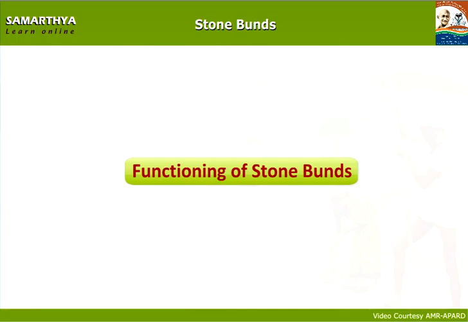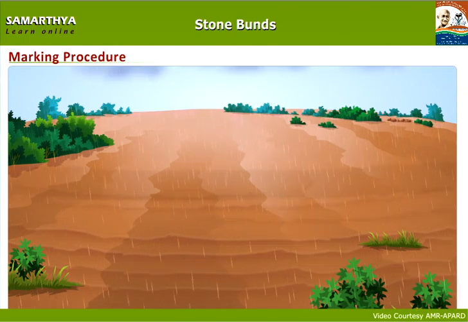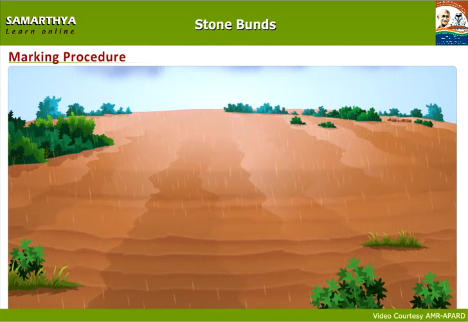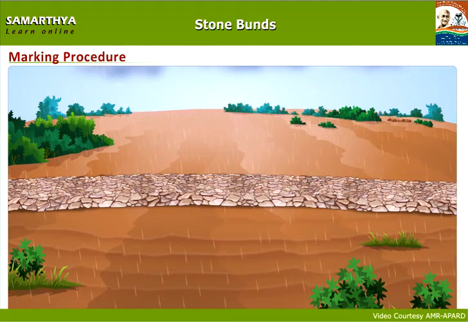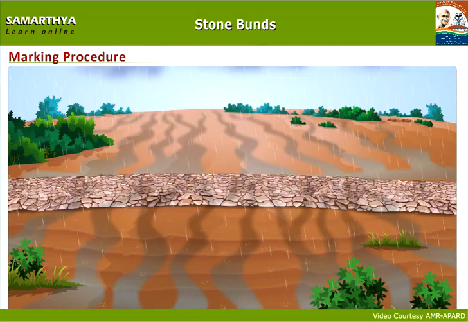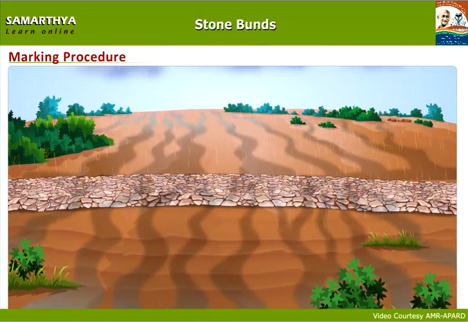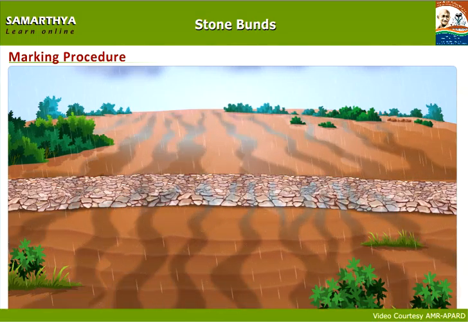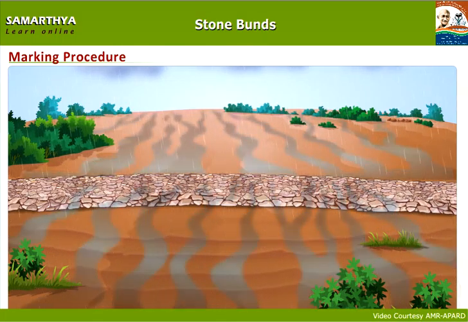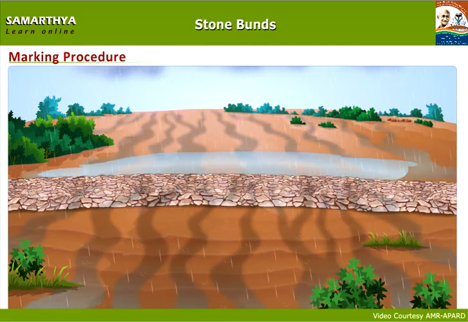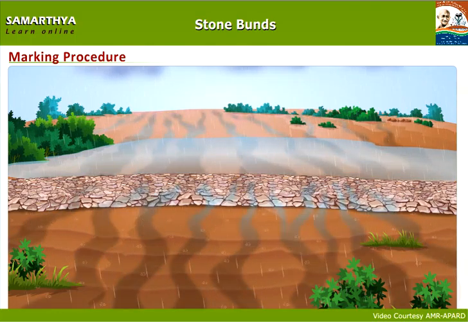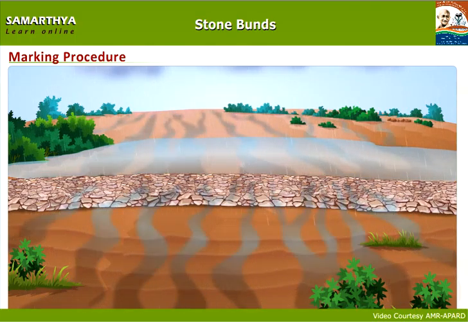Functioning of stone bunts. Rainwater carries along with it detached soil particles down the slope lines. Stone bunts reduce the velocity of runoff water and facilitate deposition of eroded soil on the upstream side of the stone bunts. These stone bunts facilitate deposition of eroded soil in the field itself. Stone bunts allow the runoff water to infiltrate into the lower layers of the soil and maintain field level moisture.